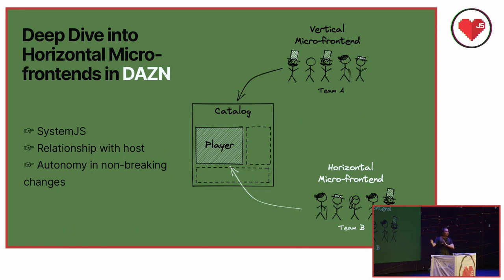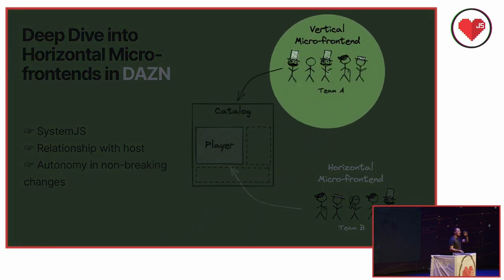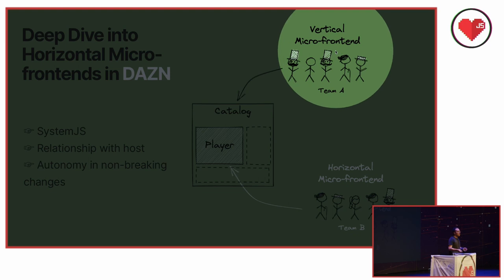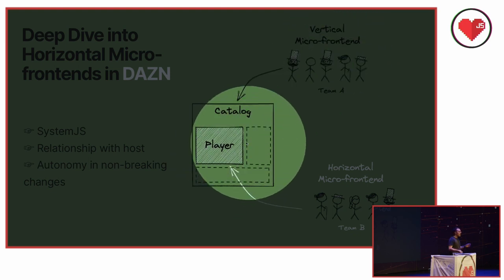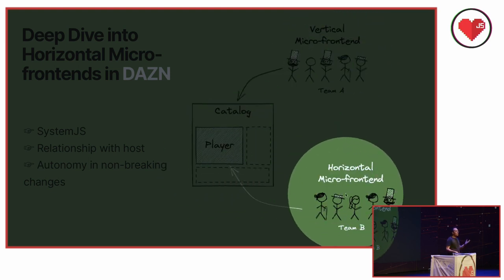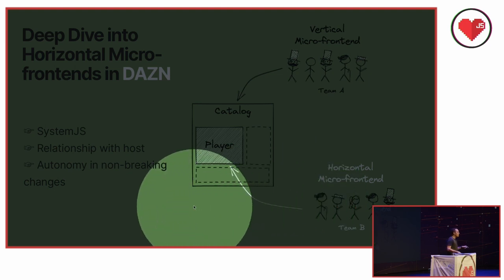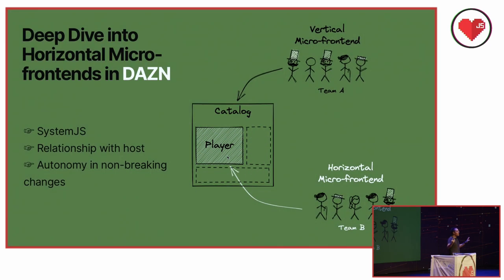Do we want to get rid of the vertical micro frontends? Not really. So we say, let's keep that. Let's keep the vertical ones as an encapsulation, as a host, and let's have player and a few others as horizontal micro frontends within the vertical one. So we've got two very different architectures playing together to follow our business needs.